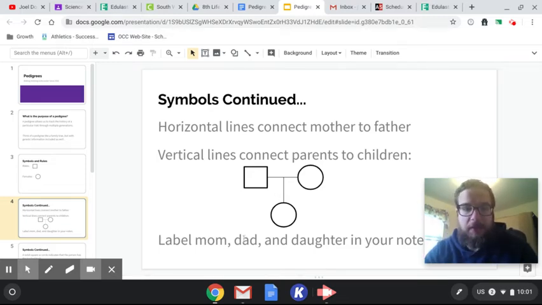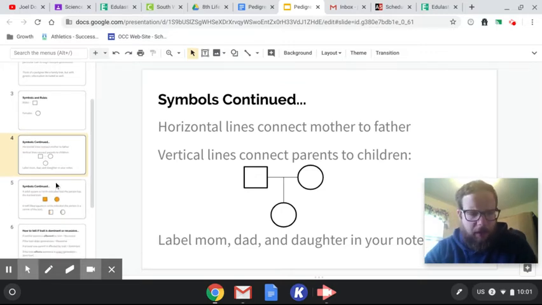In your notes here, you want to label mom, dad, and daughter. Remember, males are square, females are circles. So obviously this is going to be dad, this will be mom, and that's going to be daughter. Now it'll branch out a little bit more than this. It gets way more complicated than just 3 shapes, but we'll keep going here and I'll show you what I'm talking about.